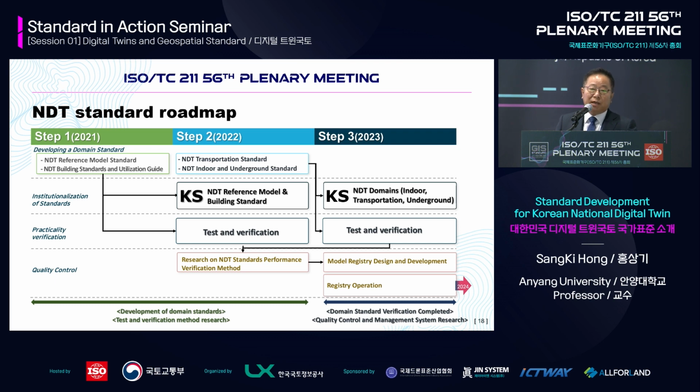How do we manage these models? So we have a model registry design and development research. And we will start using these modules as soon as the standards are passed. And then obviously there is a lot of R&D that needs to be done, for example, dynamic data handling, sensor data handling, simulation support, and service support. These will all be done in the coming years. But I think it's a pretty meaningful start for developing a national digital twin standard.